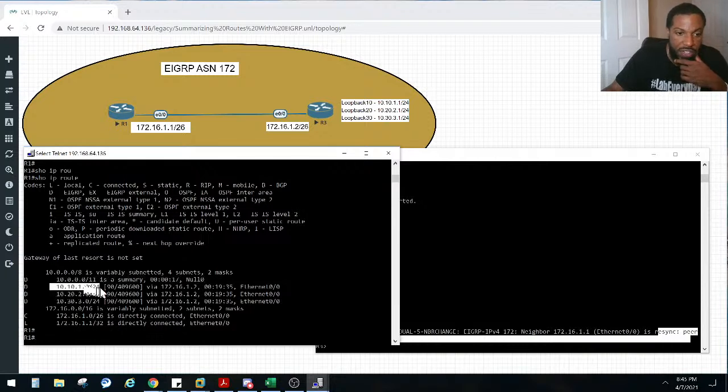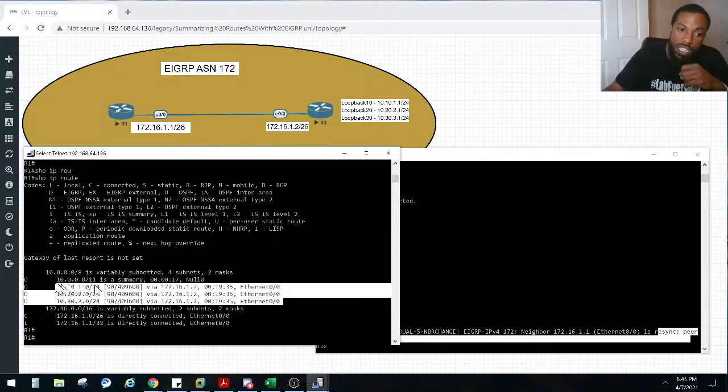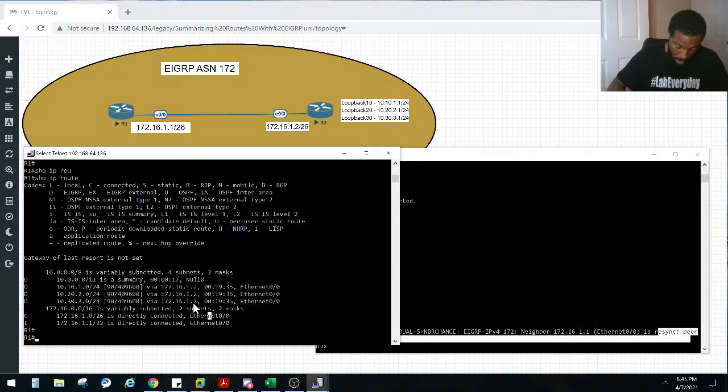So we still have individual routes there, but we also have this summary right here. But notice it says Null0. So I don't know if that's correct. Let's see if we can ping those guys, because I thought these were supposed to disappear if you have a summary address to the 10 network there. Let's verify what it says.